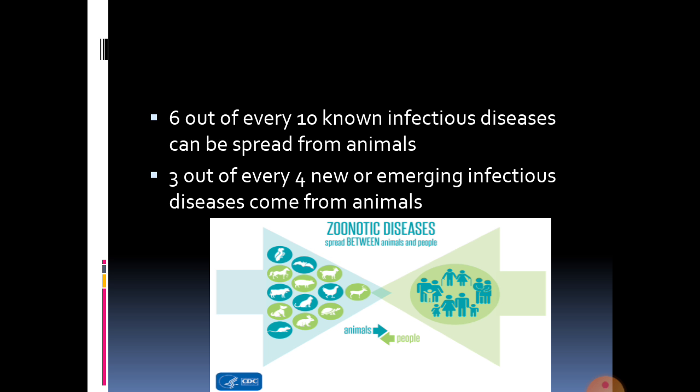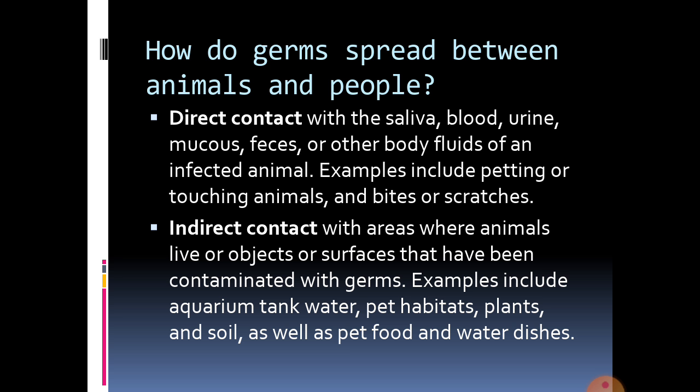It is estimated that 6 out of every 10 infectious diseases can be spread from animals, and 3 out of every 4 new or emerging infectious diseases come from animals. How do germs spread between animals and people? It can be spread by direct contact with the saliva, blood, urine, mucus, feces, or other body fluids of an infected animal. Examples include petting or touching animals and bites or scratches.